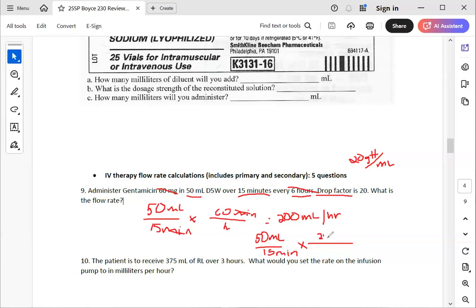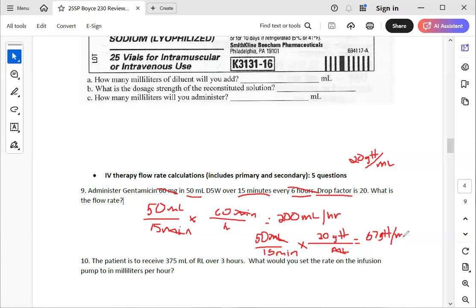Just 20 drops per milliliter. So we're going to cancel out milliliters. We're left with drops per minute, which is exactly what we're looking for. And we're going to take 50 times 20 divided by 15. And I'm going to get 66.666666 repeating. We can't give someone a partial drop, so we're just going to say 67 drops per minute.